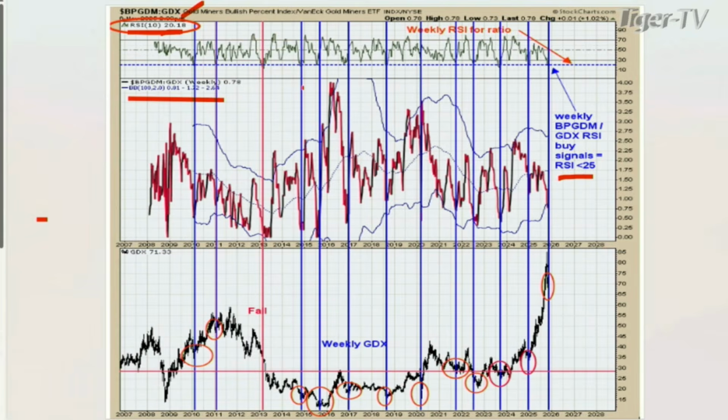This chart is a huge chart, it goes back to when the first signal came in 2010. So you don't get a lot of signals. Eyeballing it here, you get about one a year. We got one right now.